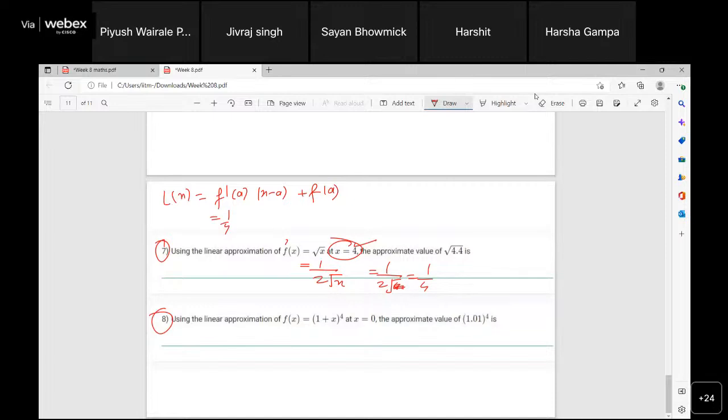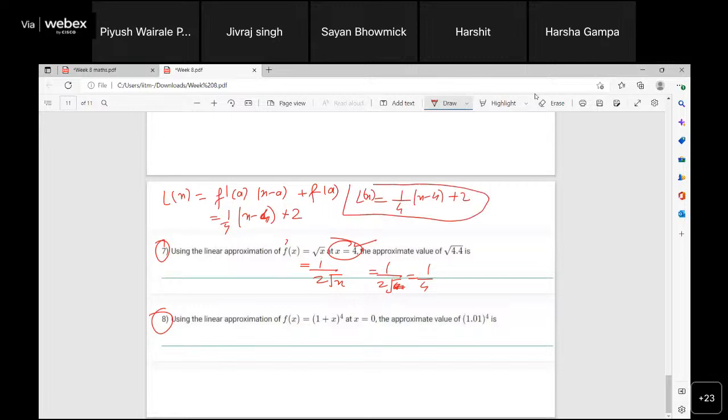So that is x minus a, where a is 4, right? And plus f of 4. What is f of 4 here? f of 4 is 2, right? So now I have 1 by 4 times x minus 4, plus 2. This is my linear approximation equation, right?